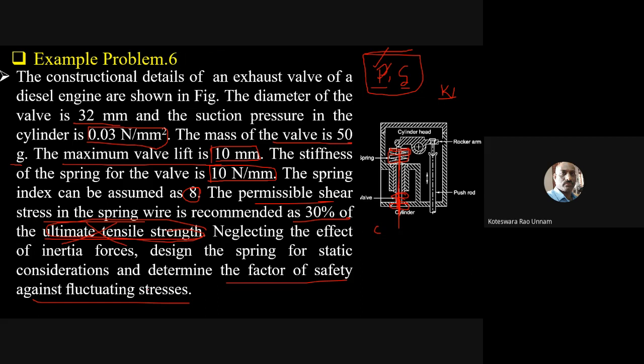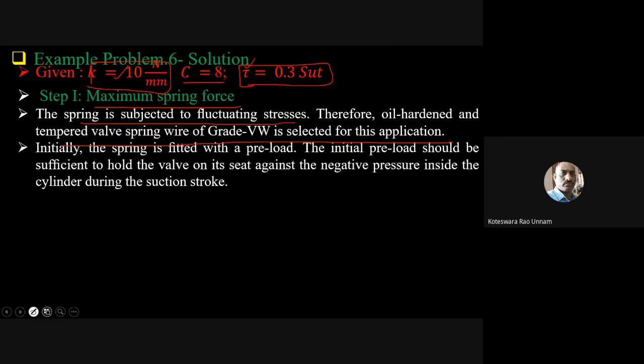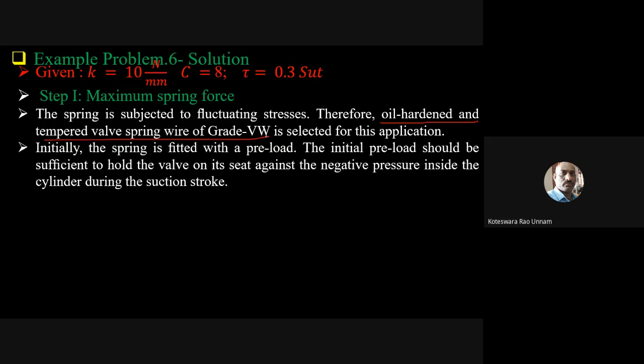For that, also he has stated that you need to find the factor of safety against the fluctuating loads, which means definitely the spring is subjected to fluctuating loads. Therefore, we need to select a material for the spring which can withstand these fluctuating loads. In the previous class we discussed that there are two materials which we use for spring material against these fluctuating loads. Out of that, we'll choose this oil hardened and tempered valve spring wire of grade VW. For that we know the material properties. So once you know all these things, then you can calculate the diameter of the wire.